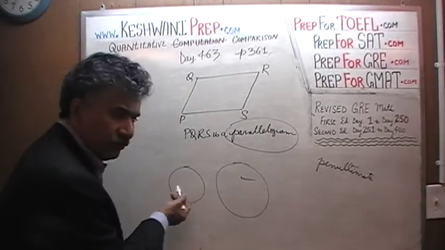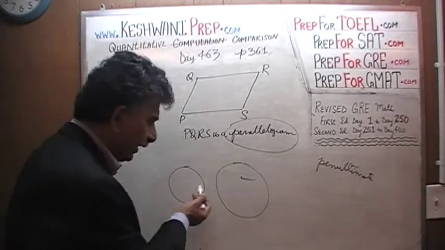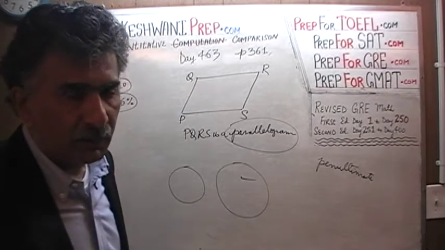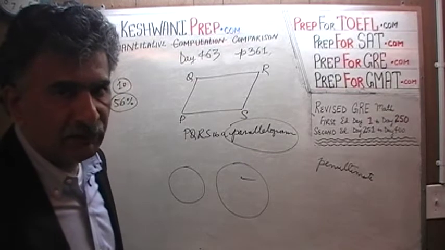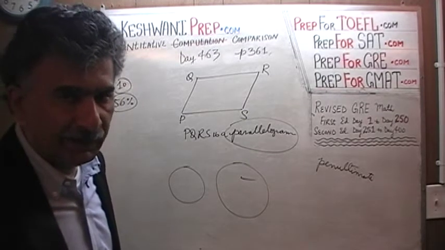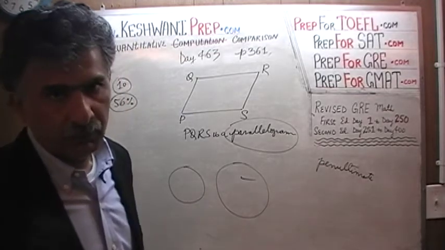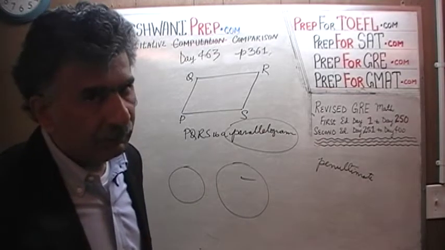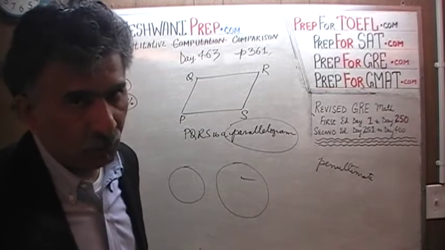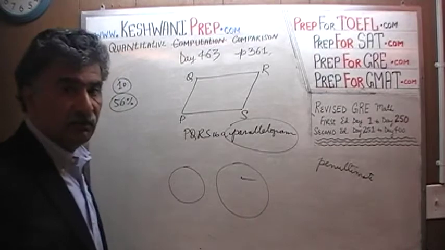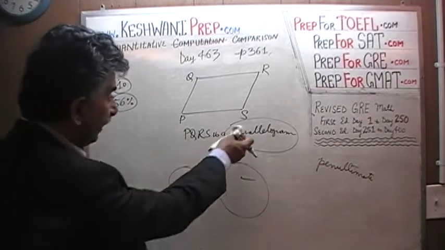If we are told the circumference of these two circles, the radii, or the diameters, we have to have some concrete information that enables us to ascertain for sure that this in fact is the larger circle. As I remind you all the time, this ain't a beauty contest. We do not go by the looks. Do you understand? This is a parallelogram. I know it because they tell me so.